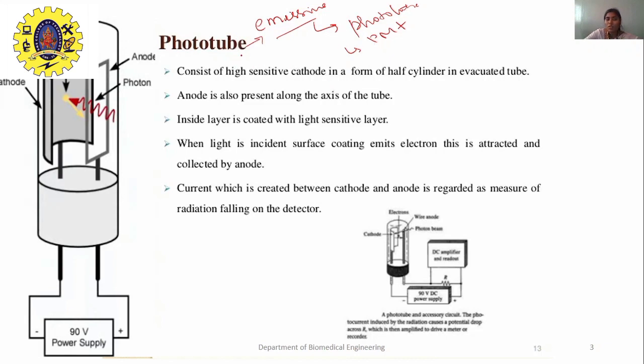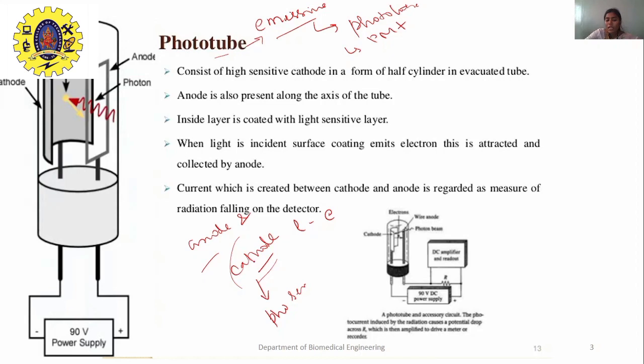First we will see what the phototube is. The tube means it is in the form of a tube structure. Inside you have two important things: one is the anode and the other is the cathode. These two play a very important role in converting light into electrons. The cathode acts as the photosensitive material.